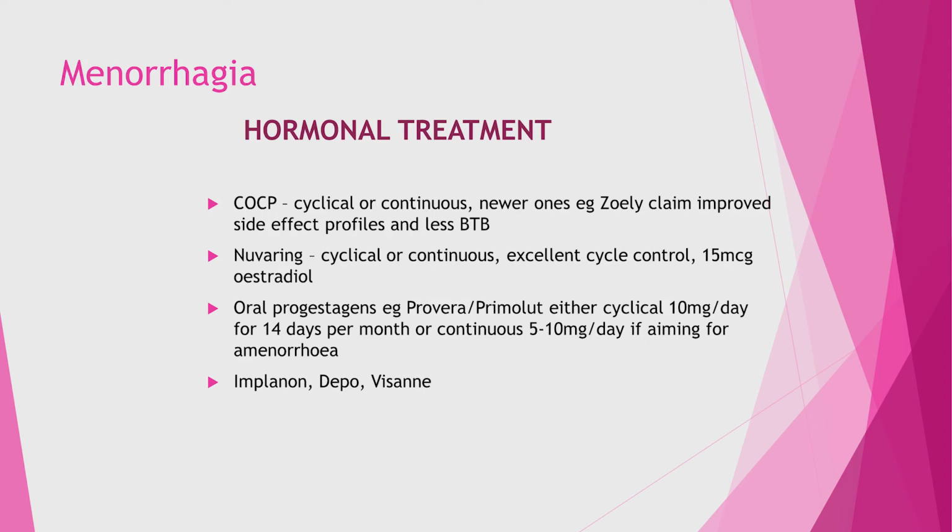Oral progestogens such as Provera or Primalute are good in controlling bleeding. However, they have a very low efficacy for contraception, in the order of 80%. Implanon and Depot are better alternatives for contraception as well as period control. However, they do have an incidence of breakthrough bleeding.